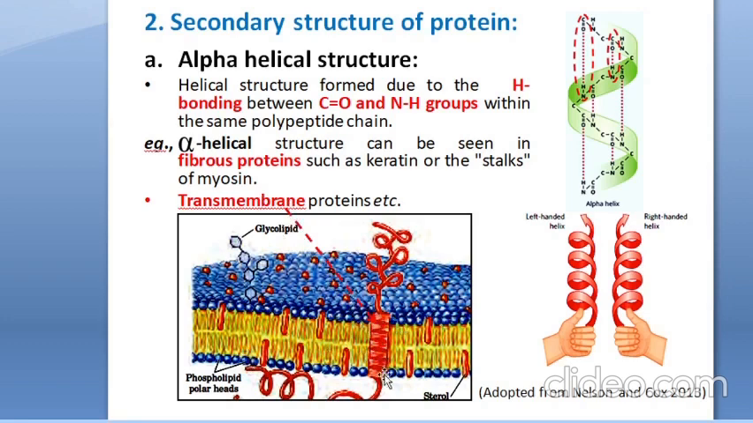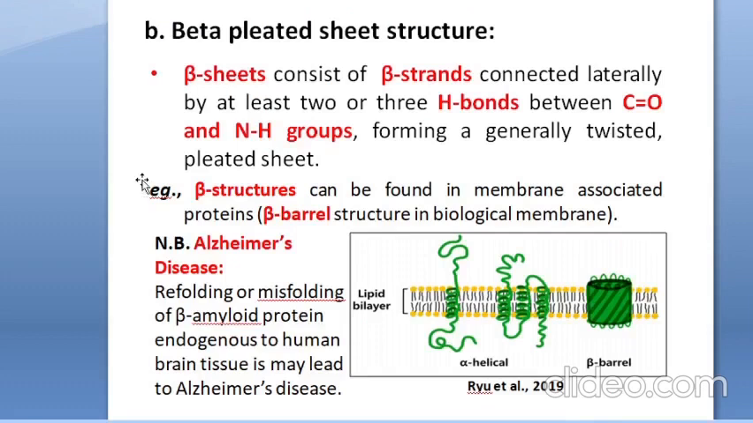So these are all actually alpha helical forms of protein. Beta pleated sheet structure. Beta sheets consist of beta strands. They are again connected laterally by at least two or three hydrogen bonds between C double bond O and NH groups. So they are also found in some of the membrane associated proteins. Here in this diagram, I'm showing you both the presence of alpha helical structure in the fluid mosaic model, and of course the beta pleated sheet like structure in the same fluid mosaic model.